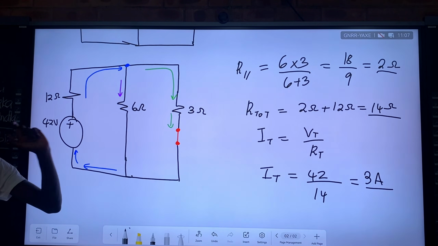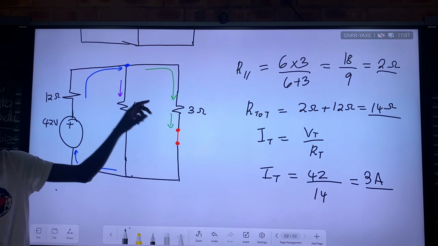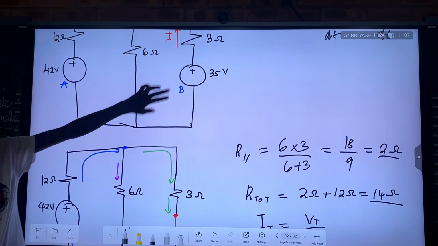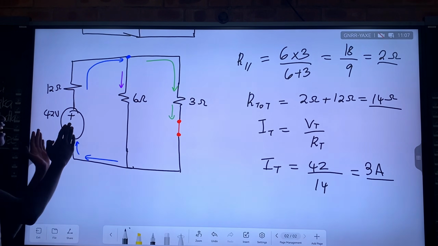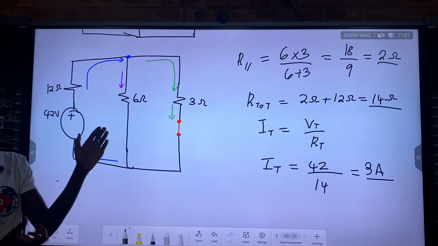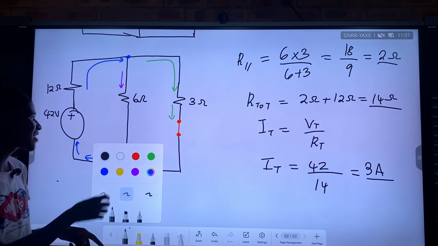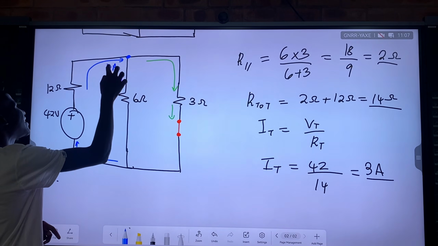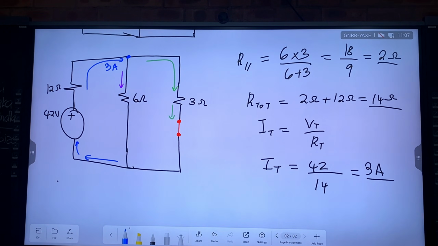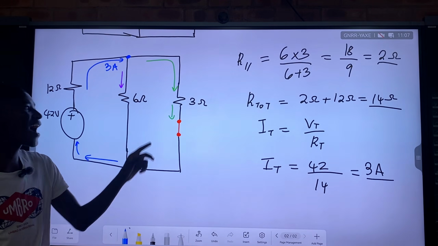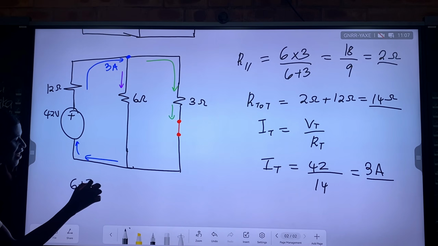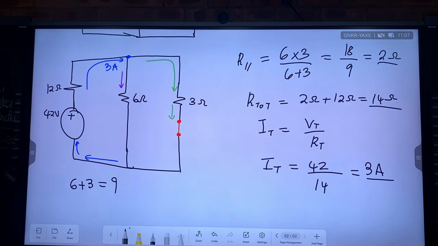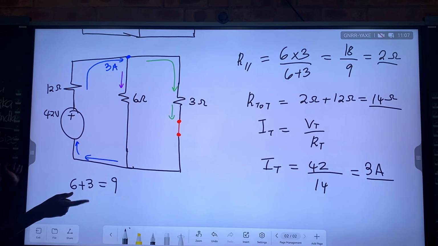But what is our point of interest? The 3 ohms resistor, because we are trying to find the net current in the 3 ohms resistor. So this green current is produced by the 42 volts power source. Now we have to do a current division. This 3 amperes total current that is entering the parallel branch, we are now going to apply a ratio of resistance to calculate how much current is going through this. So here our total is 6 plus 3, which is 9. You add the resistances of the 6 ohms and 3 ohms that are in parallel to get to 9.